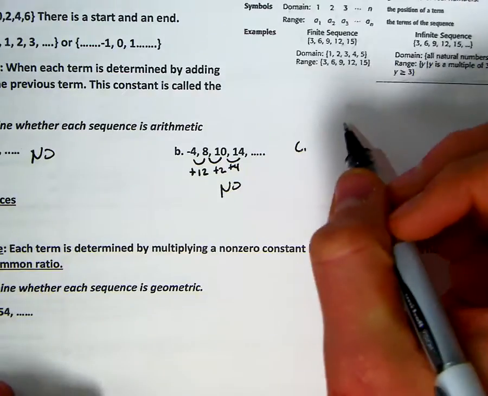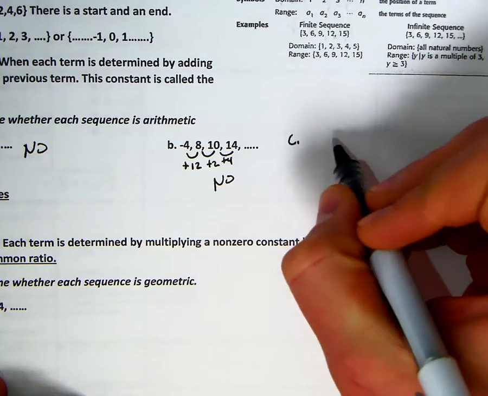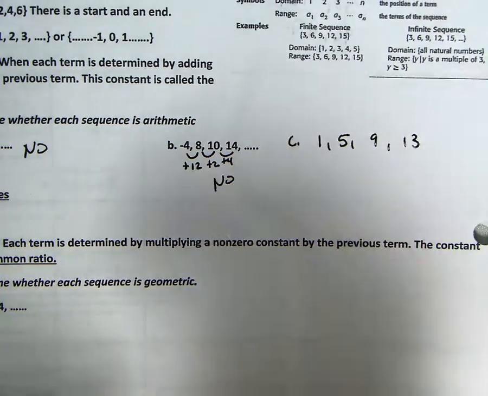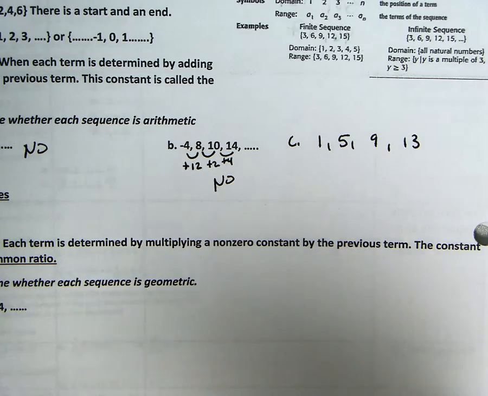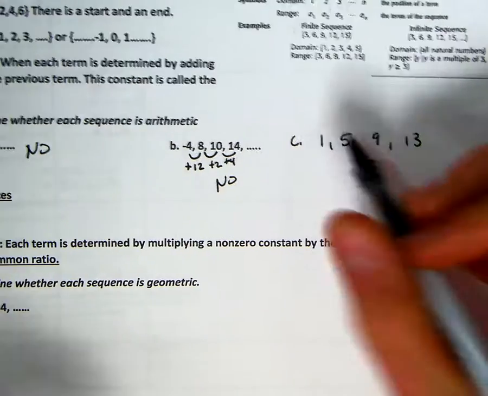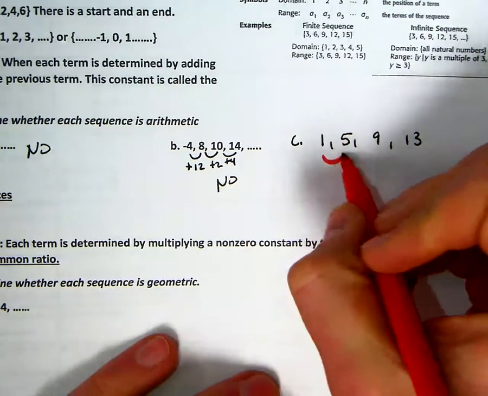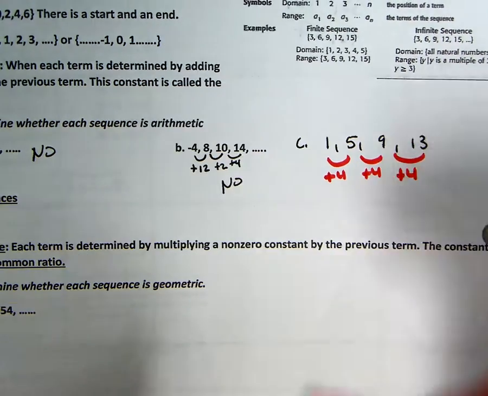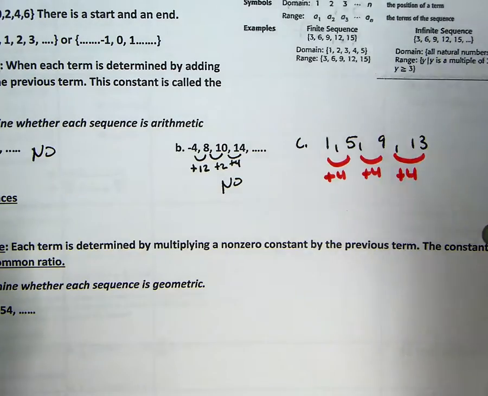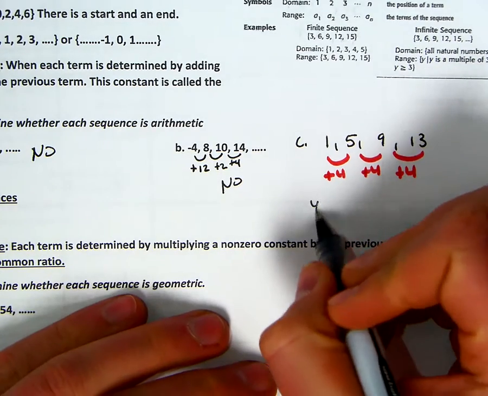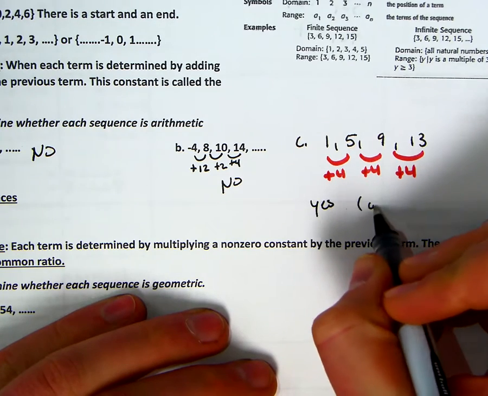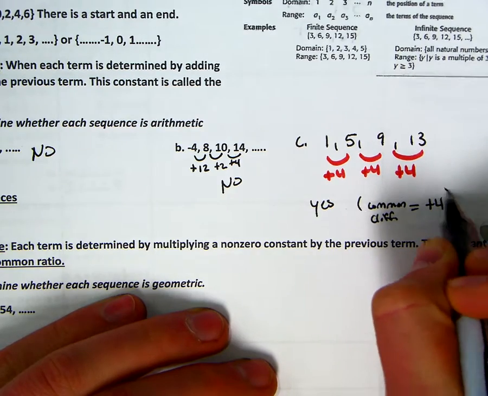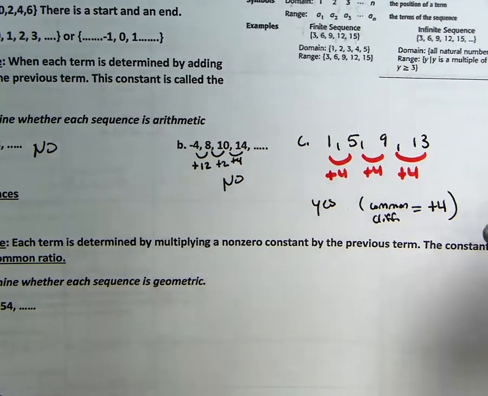I'll give you a third example here. Let's go with 1, 5, 9, and 13. Now I just picked these numbers randomly, seeing maybe this is an arithmetic sequence. So this first one, I'm going up by 4, second one up by 4, and this third time up by 4. So I'm adding 4 each time, and this is the common difference. So yes, and then our common difference is a positive 4. Alright, so that's an arithmetic sequence.